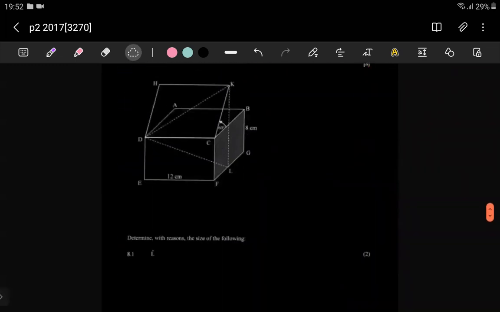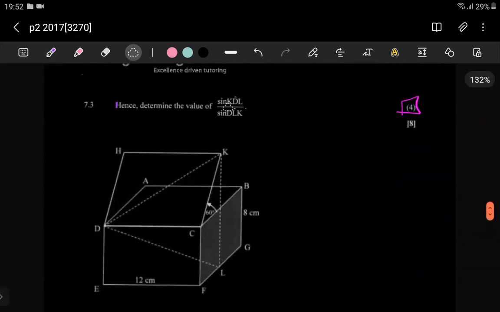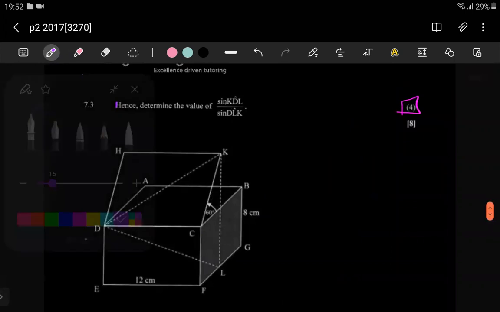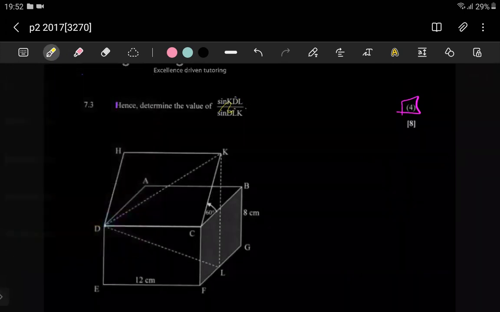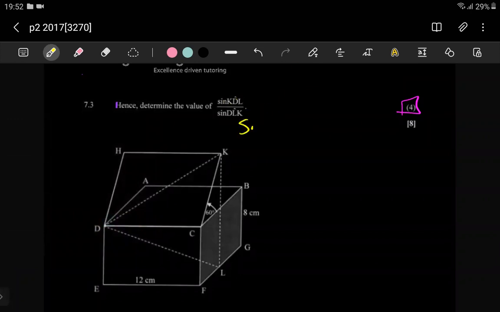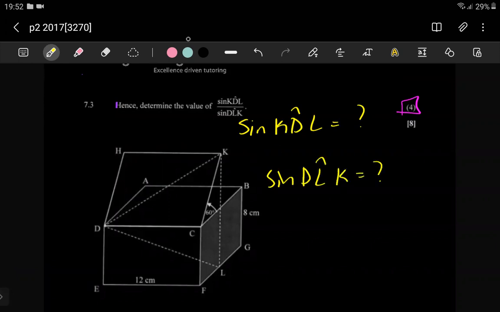So here, the idea is what you're seeing here. I just break it up slowly but surely. They want us to get the value of sine KDL. So the first thing we can do is get an expression for KDL. We need an expression for KDL. We don't have it. We need an expression for DLK. DLK, we don't have it. You see, two things we don't have.